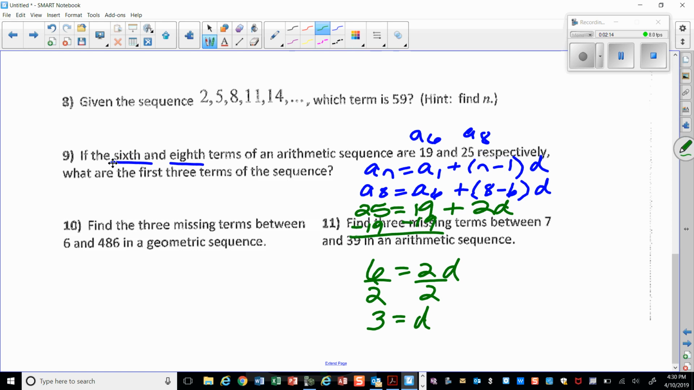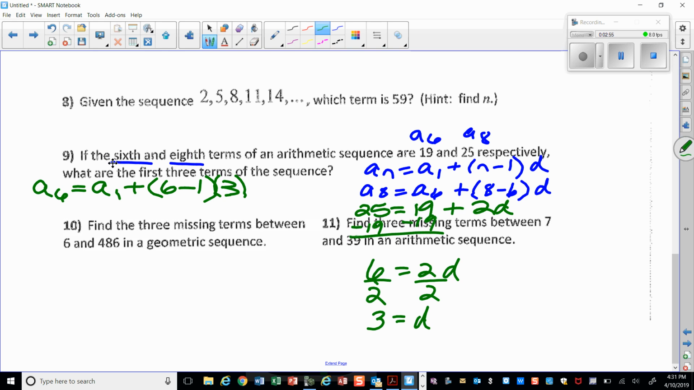So now if I wanted to know the first term, so now the explicit formula, I know a sub n is going to be the first term, which I don't know. So to find the explicit formula, I would say my last term, let's go ahead and use the sixth term. So a sub 6 is going to be the first term plus n minus 1, so 6 minus 1, times the difference. And the difference we figured out was 3.